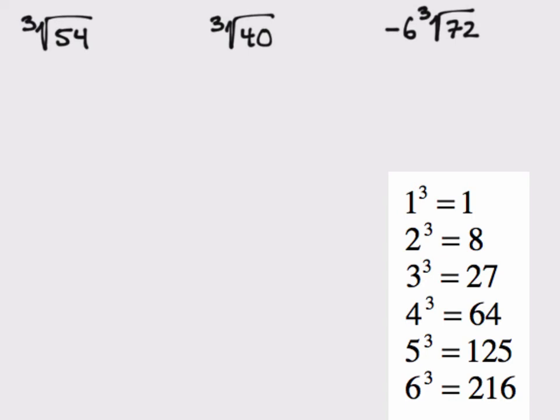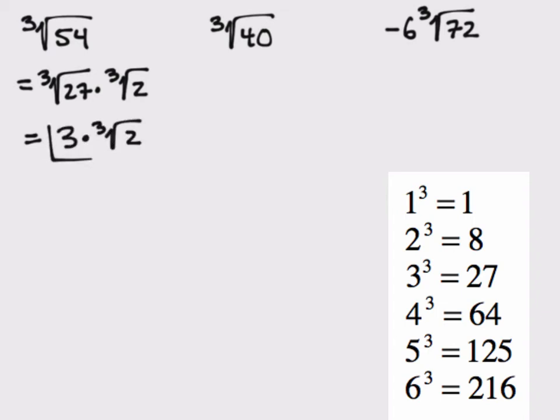So we can write this as the third root of 27 times the third root of 2, and the third root of 27, that's a very nice number, that's 3. So we can write this as 3 times the third root of 2, and this is the simplified version of the third root of 54. So you can see how similar these strategies are. Now we're just looking for factors that are perfect cubes, as opposed to factors that are perfect squares, like when we were simplifying square roots.